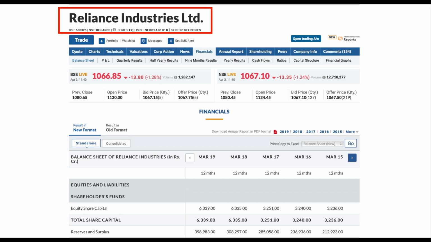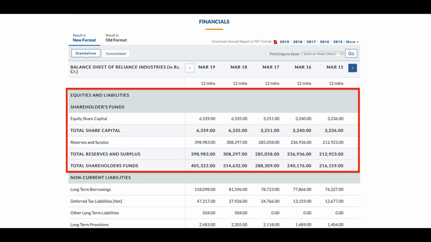Now, this is a balance sheet of Reliance Industries. Let's start with the first part of the balance sheet, which is the equity and liability. All the amounts mentioned on this balance sheet are in crores.